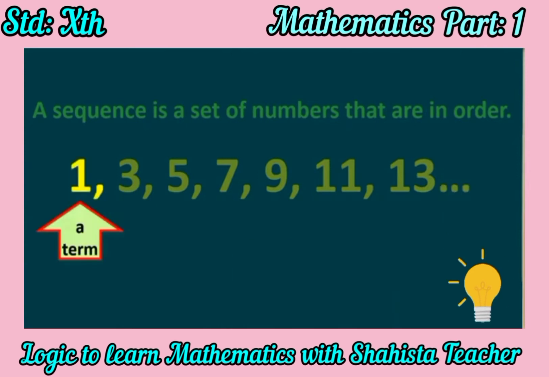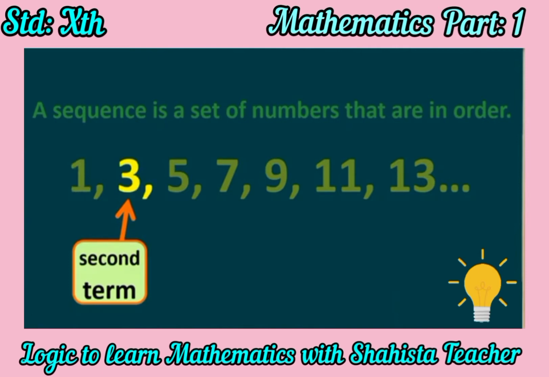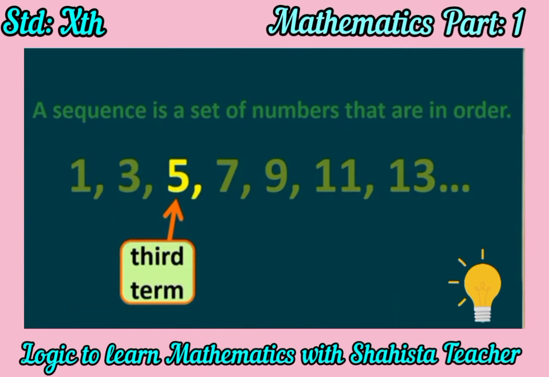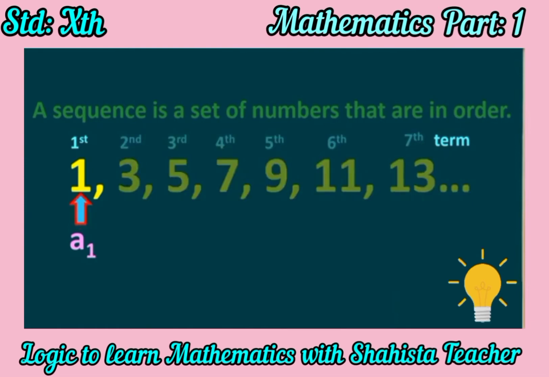So this is called a term, or we can call it the first term. One is a term, or we can call it the first term. Is that clear? Then 3 is the second term and 5 is the third term. In a similar pattern, fourth term, fifth term, sixth term, seventh term, and so on. First term is A, or we can say A1. Second term is called A2.